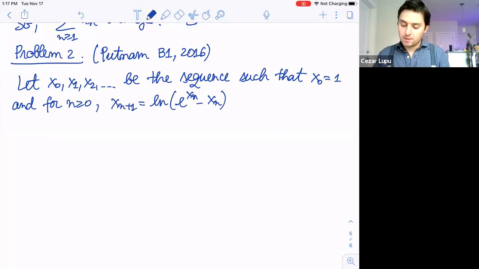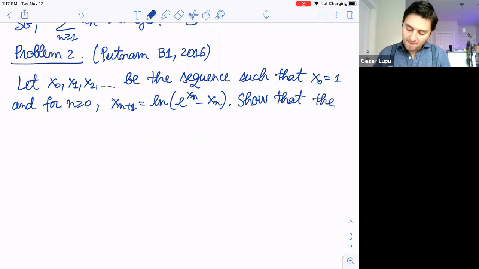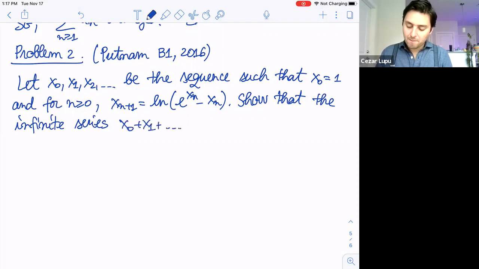Right? Show that the infinite series, so I'm just going to state it the way it was in the contest. Show that the infinite series x0 plus x1 plus x2 plus so on converges and find its sum.